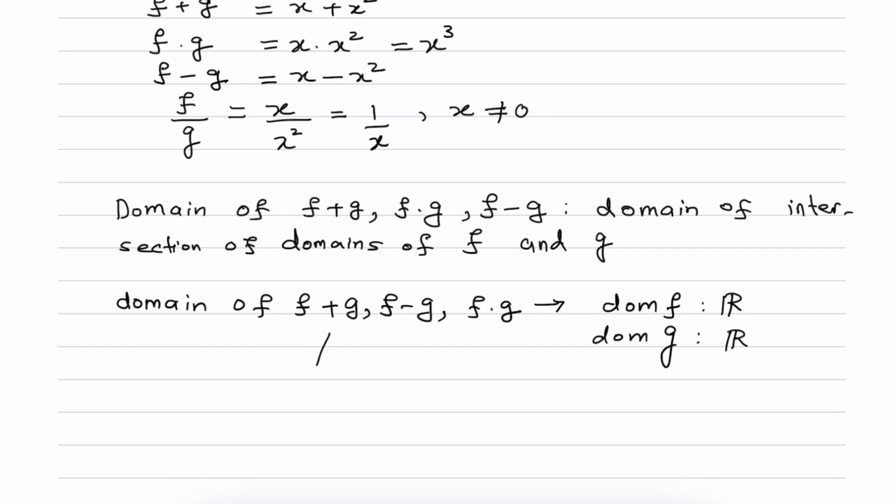So what would be the domain of f plus g? In this case, the domain of f plus g would be the intersection of the domain of f and g, since both domains are R and R, the complete set of real numbers. So the intersection of these two sets again will be the complete set of real numbers. This is the domain of f plus g. Here we are looking at the domain of f minus g, which is again the intersection of the domains of f and g, and in our particular case, this is R. And the same way, the domain of f into g would also be the complete set of real numbers, right?